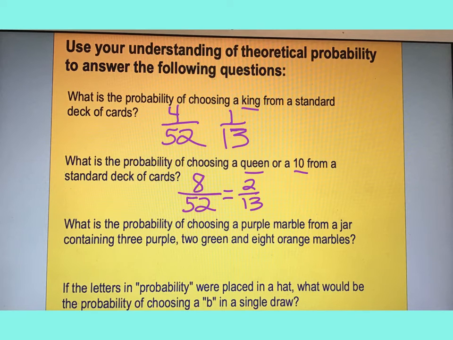Next one, what's the probability of choosing a purple marble from a jar containing 3 purple, 2 green, and 8 orange marbles? Raise your hand if you know that one.